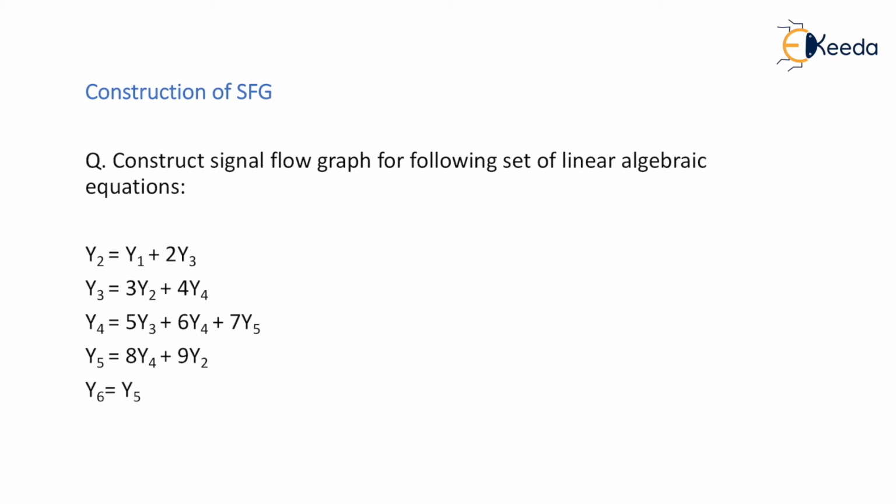The question says you have to construct a signal flow graph for the following set of linear algebraic equations. As you can see, a set of equations is given, and now look at the variables. If you see carefully, y1 to y6 are variables, so y1 to y6 are nothing but nodes. I'll make this number of nodes. The first node is y1, next node y2, then y3, y4, y5 and y6.